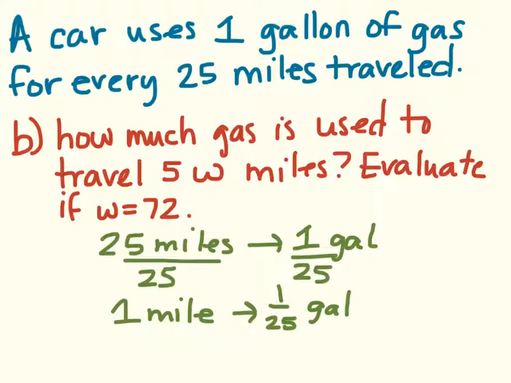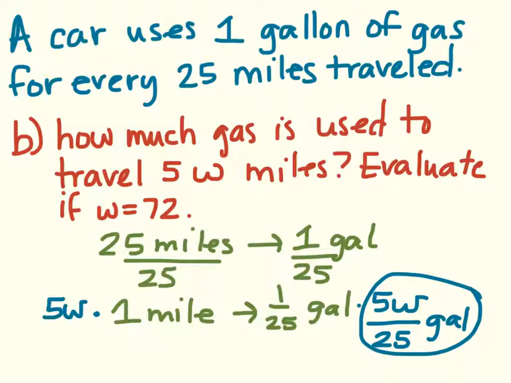Now, let's calculate how much gas we're using when we go 5W miles. To do that, we're going to multiply both sides by 5W miles, which will give us a final answer of 5W over 25 gallons. So our answer for part B is when we travel 5W miles, we use 5W over 25 gallons of gas.